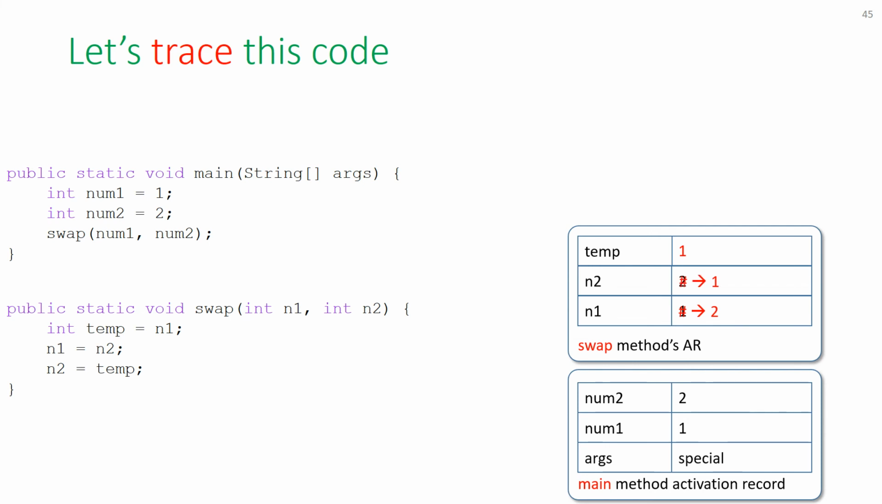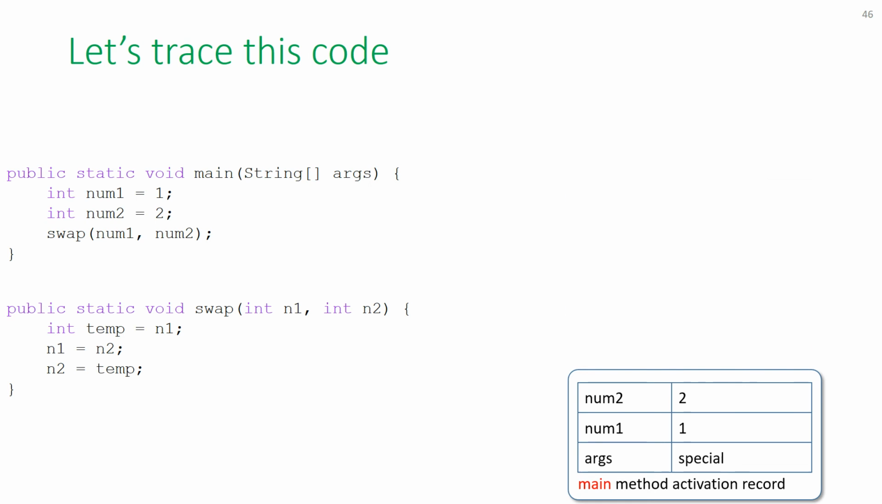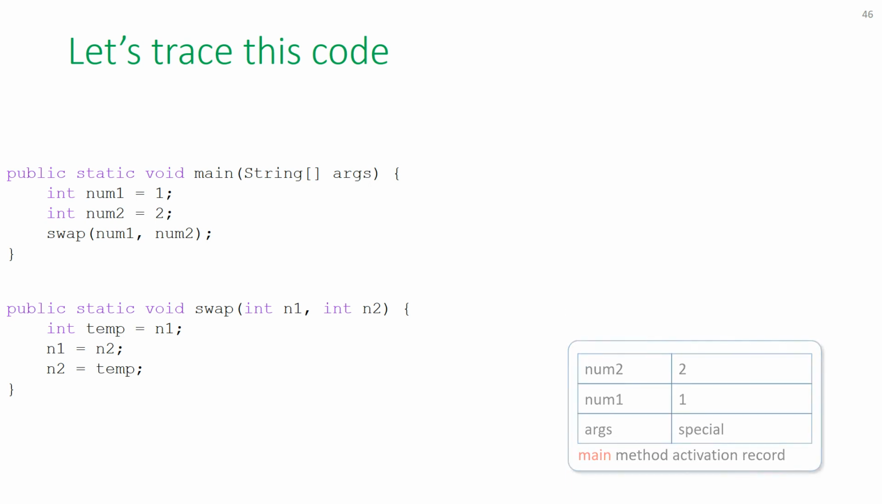So yep, I did my swap. I did my swap entirely in the activation record for that method. But I call the method swap, and then all of this goes away. And the main has been left completely untouched. And then we complete that and we're done.